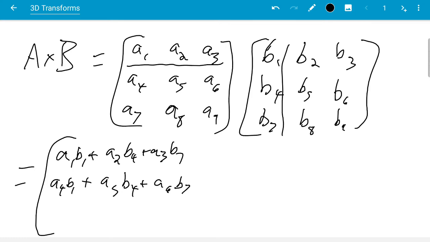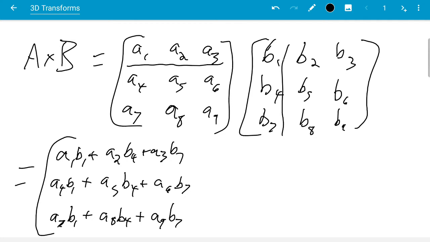Alright. Now we'll go down one more row to finish this part of it off. This is A7, A8, and A9 matched up with B1, B4, B7. So A7, B1, A8, B4, and A9, B7. Okay, so that is the first column.